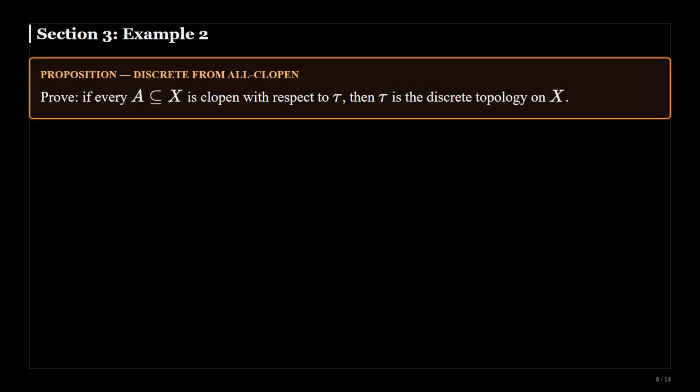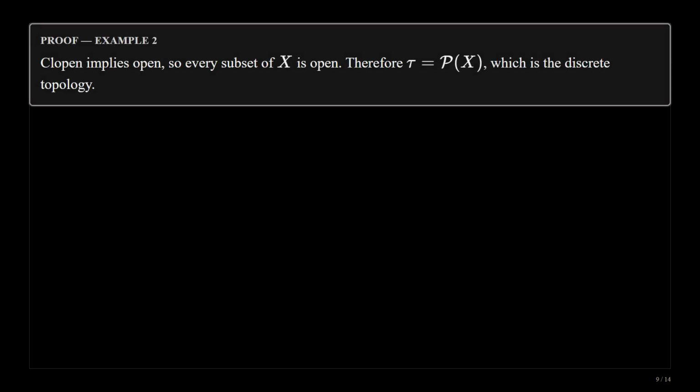Example 2 is a little theorem in disguise. Claim: if every subset of X is clopen, then tau must be the discrete topology. Pause and guess why before we prove it. Here's the punchline. Clopen implies open. So if every subset is clopen, every subset is open. The only topology that contains every subset is the power set, and that is the discrete topology. Short proof, big idea. All subsets open is exactly discrete.